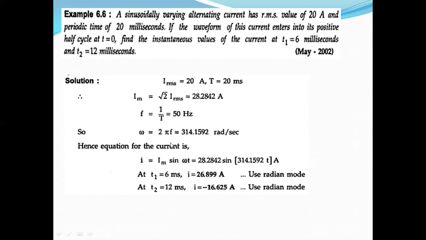Hence the equation for the current is i is equal to Im sin of omega t. Im I have calculated as 28.28, and omega I have calculated as 314.1592, so i equals 28.28 sin of 314.1592 t. At time t1, t equal to 6 milliseconds, I have to find i. So put time t equal to 6 milliseconds and find the value. You will get i equal to 26.899. Next, put time t equal to 12 milliseconds and solve this, and you will get i equal to minus 16.625. For calculating this, you have to use only radian mode.